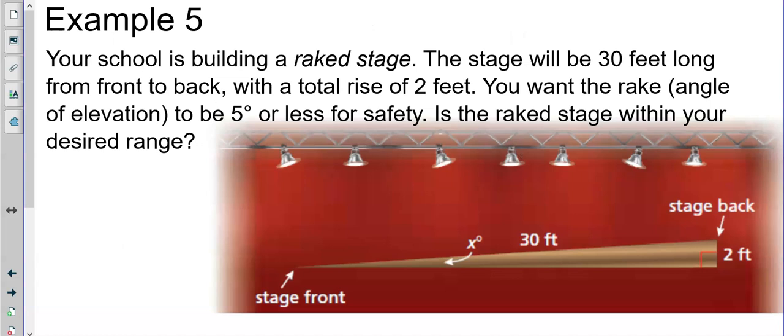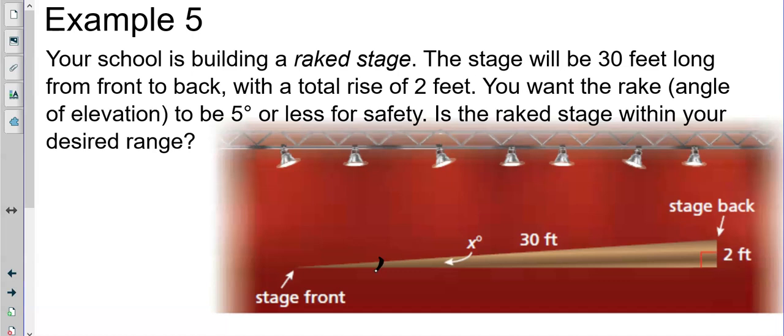All right, last but not least, your school is building a raked stage. The stage will be 30 feet long, from front to back, with a total rise of 2 feet. You want the rake angle to be 5 degrees or less for safety. Is this raked stage okay? So we're trying to find out if this angle here is less than 5 degrees.